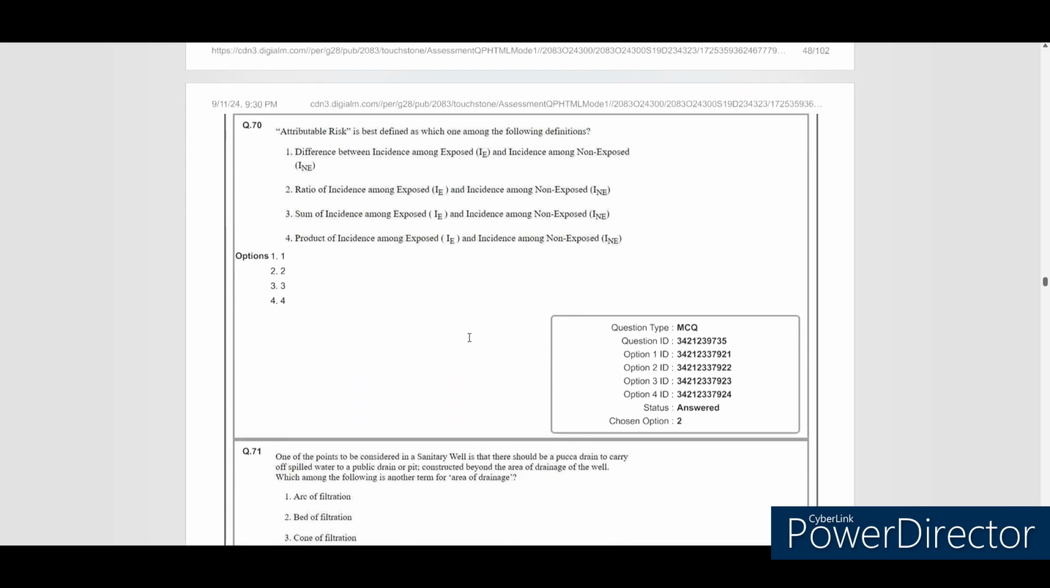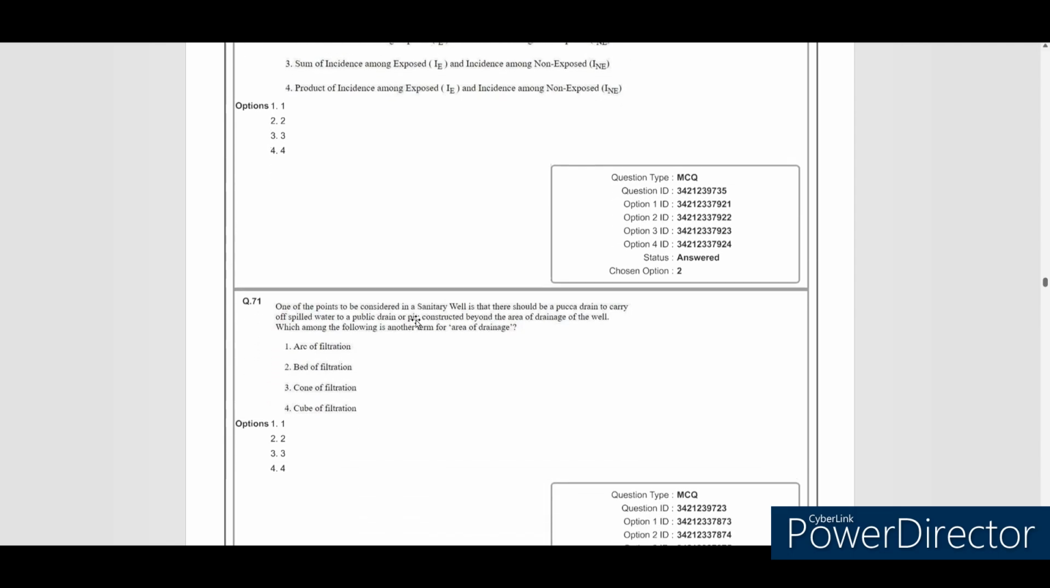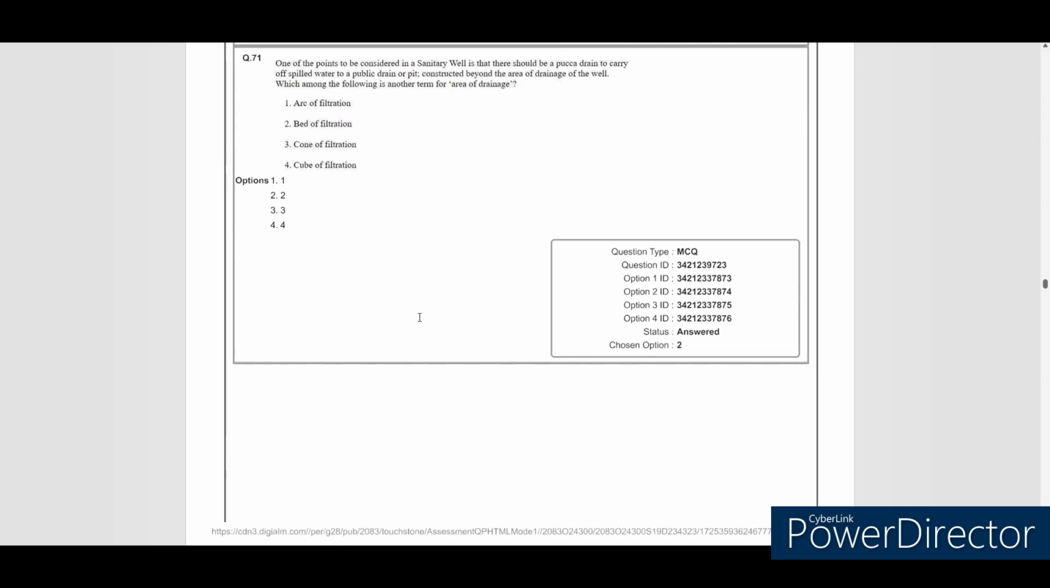Now coming to question number 70, which is very direct. I think I have mentioned it in my material also. Attributable risk is nothing but the difference between the incidence among exposed minus incidence among non-exposed. So the correct option is option 1. Now coming to question number 71, I will skip it for the time being.